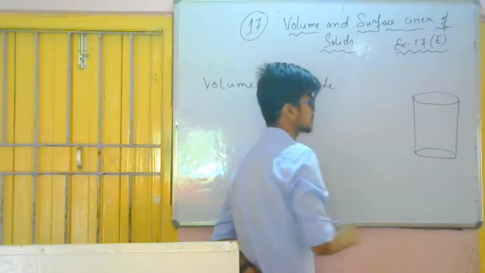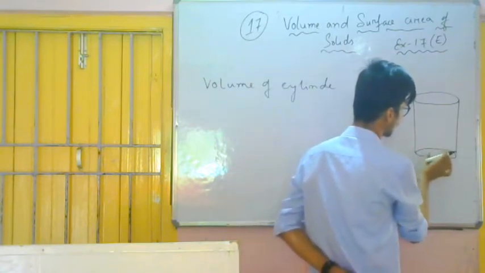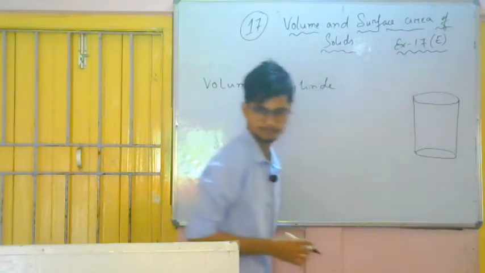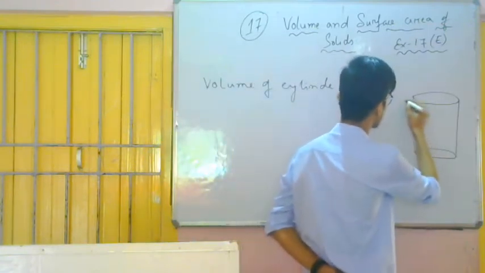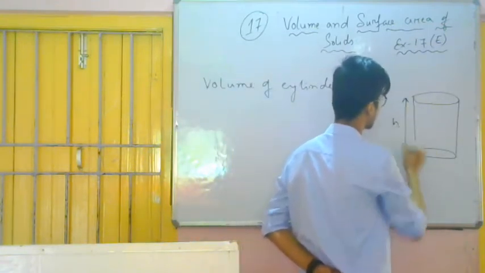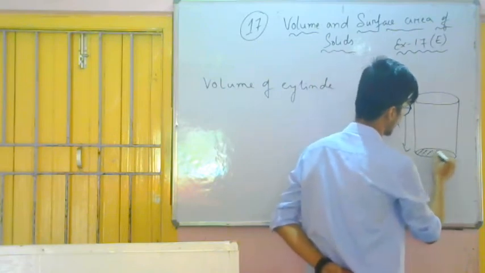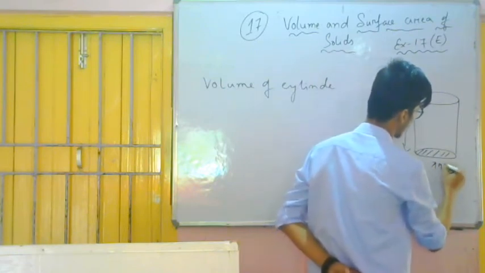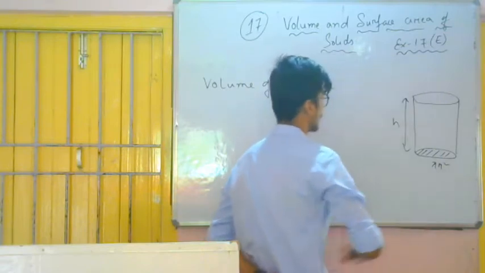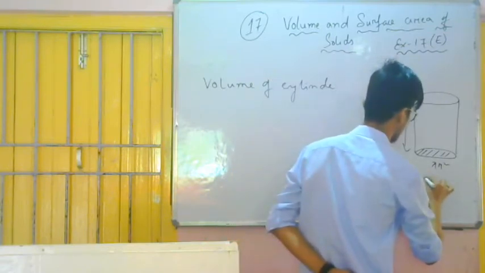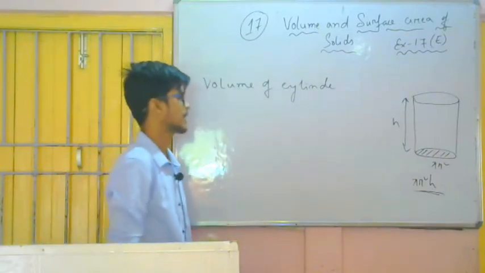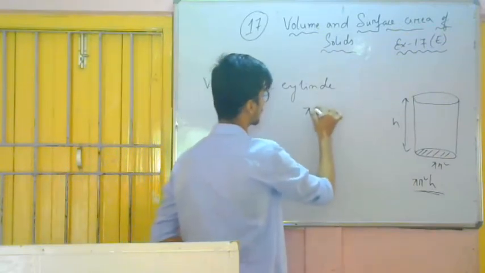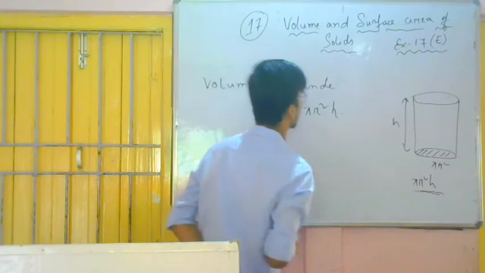So the volume of the cylinder will be its area of the base into height. If I take the height as h, the area of the base is pi r square. So volume will be equal to pi r square into h. Volume of the cylinder equals pi r square h.